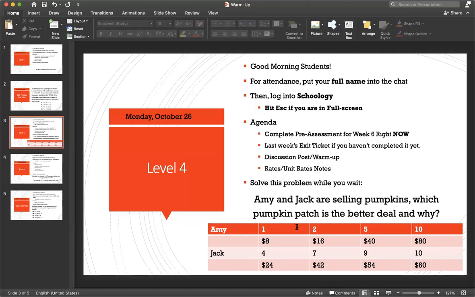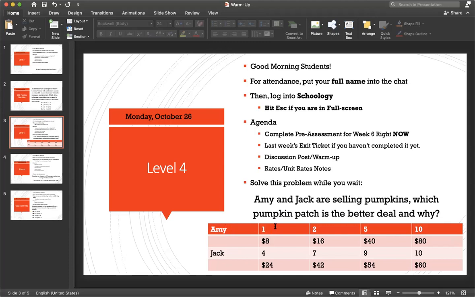I think probably on the last one, number 10. I knew that was too much. So also, they're selling pumpkins, right? If you're going to a pumpkin patch, who are you going to buy your pumpkin from? From Amy or from Jack, and why? I don't know why. Probably Jack. I know Jack got less of the price.